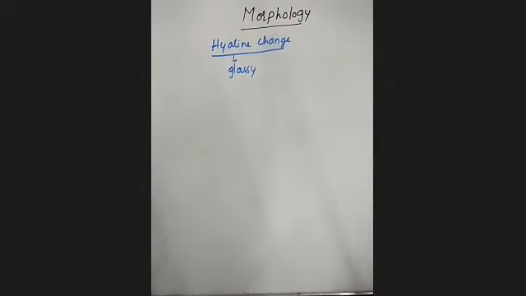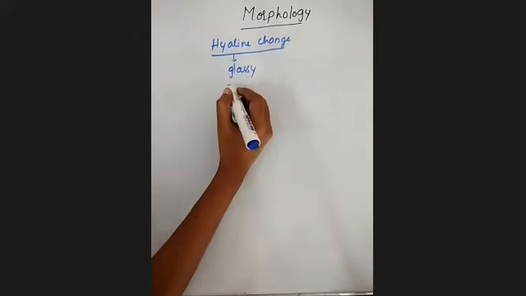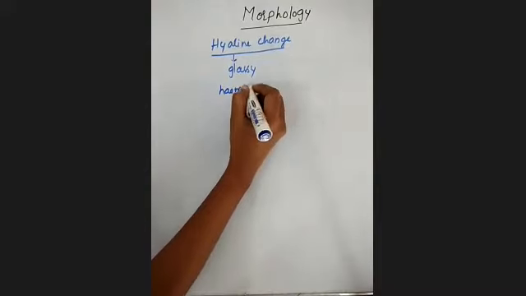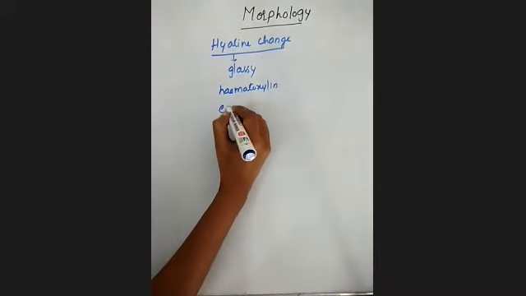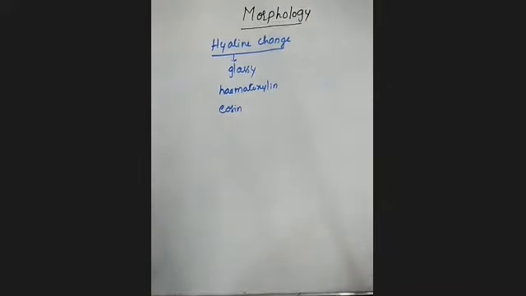See, hydropic means what? Hydro means water. Because of water, there is swelling. Previously we had seen that. Hyaline change means here the cells appear glassy. Whenever you stain the cells with some dyes, like hematoxylin or eosin stains, then the cells will appear with a glassy appearance.